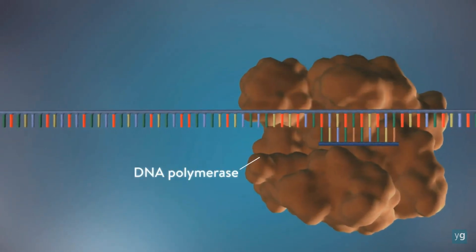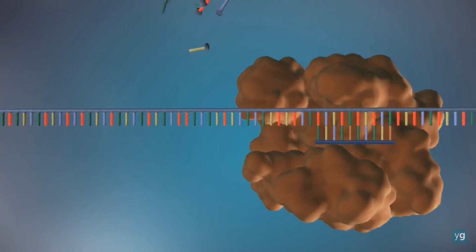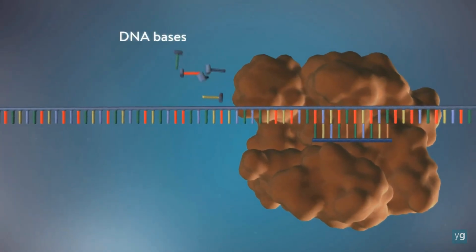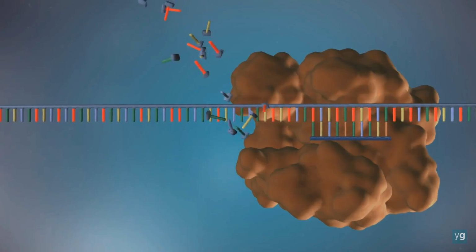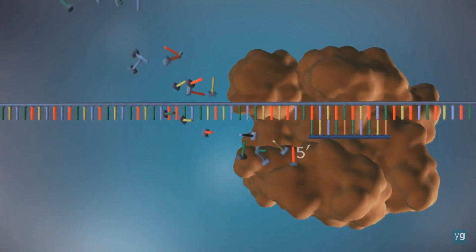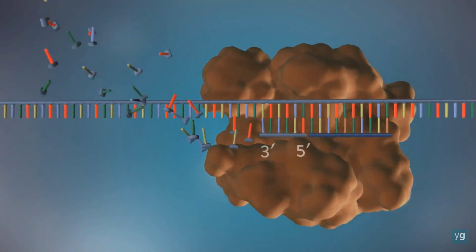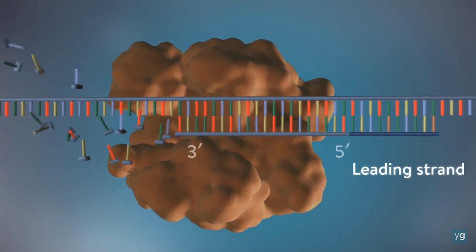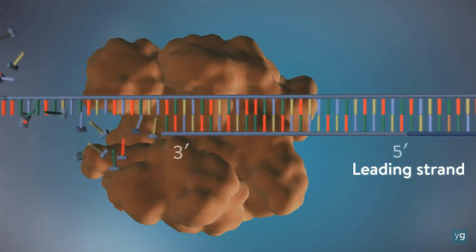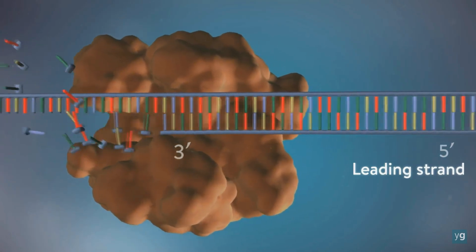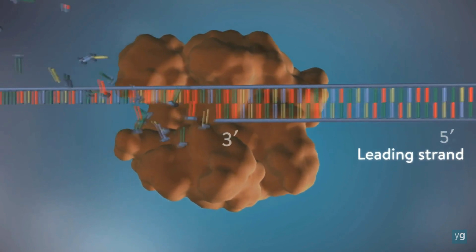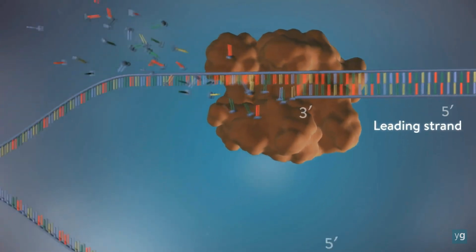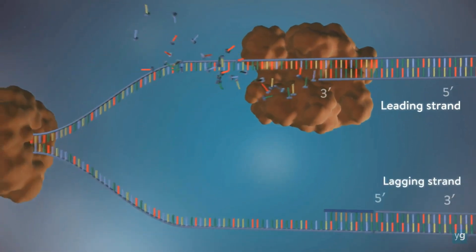An enzyme called DNA polymerase binds to the primer and will make the new strand of DNA. DNA polymerase can only add DNA bases in one direction, from the 5' end to the 3' end. One of the new strands of DNA, the leading strand, is made continuously, the DNA polymerase adding bases one by one in the 5' to 3' direction.